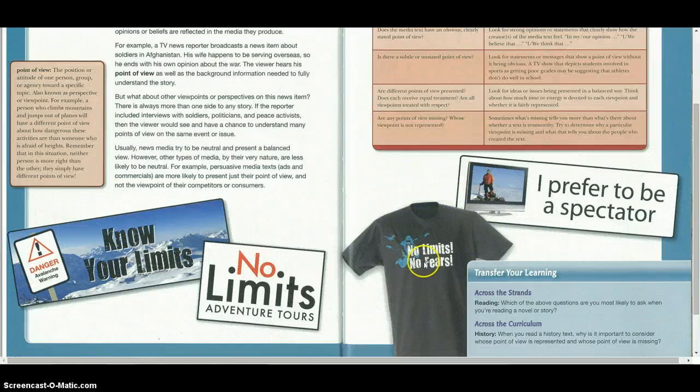However, on this t-shirt, you see, again, no limits, no fears, and a person jumping out of an airplane. You can see in both of these ads here, or at least in this one, the person who believes that jumping out of an airplane is dangerous, their point of view is not represented on this, is it? It only comes from the side or the point of view of the people who like to jump out of airplanes. It doesn't say no limits, no fears, but if you don't really like doing it, we kind of understand. It doesn't say anything like that, does it?